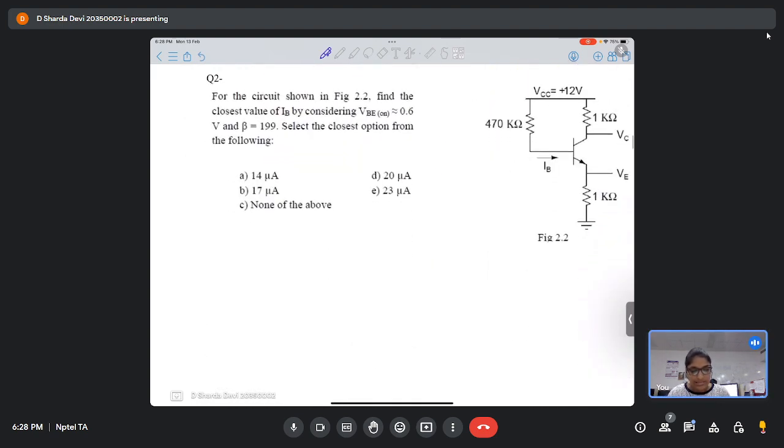Now coming to the second question. Here, for the circuit shown, find the value of IB considering VBE as 0.6 volts, beta is 199. Okay, so what is this beta?